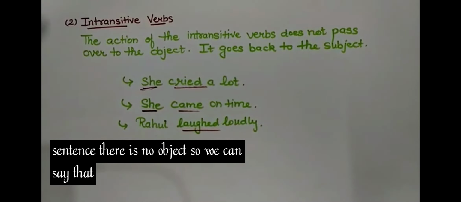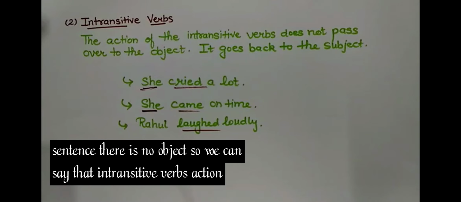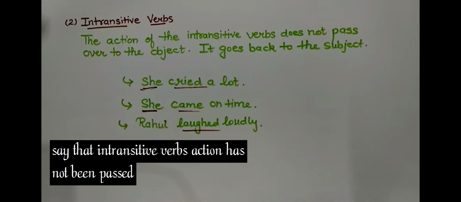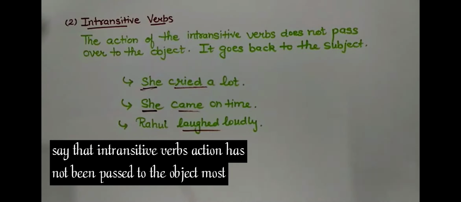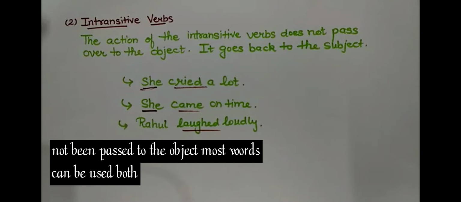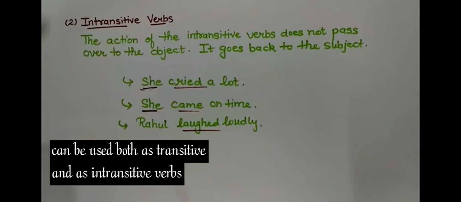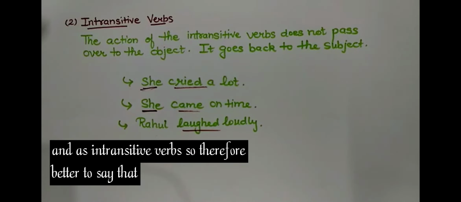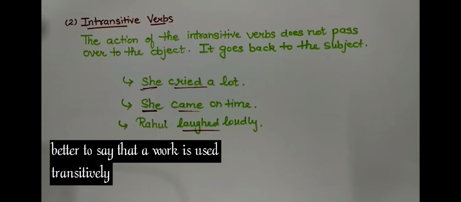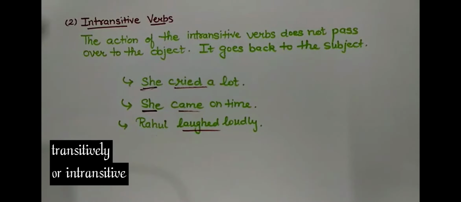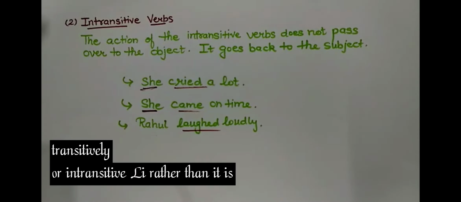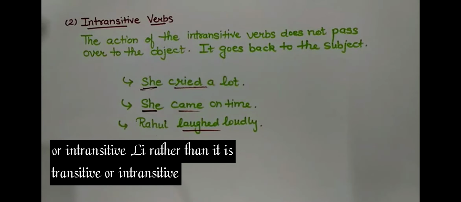So we can say that in intransitive verbs, action is not being passed to the object. Most verbs can be used both as transitive and as intransitive verbs. So, therefore, it is better to say that a verb is used transitively or intransitively rather than that it is transitive or intransitive.